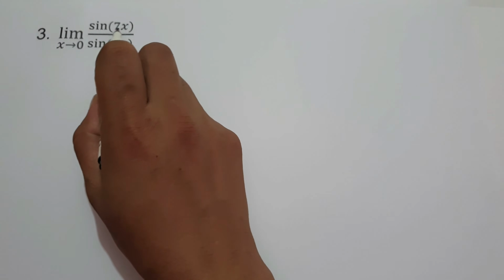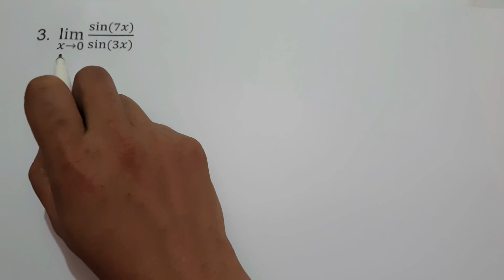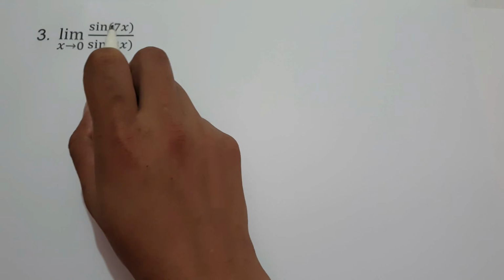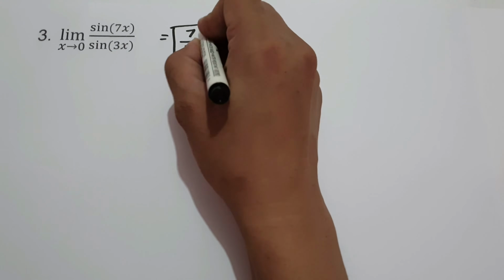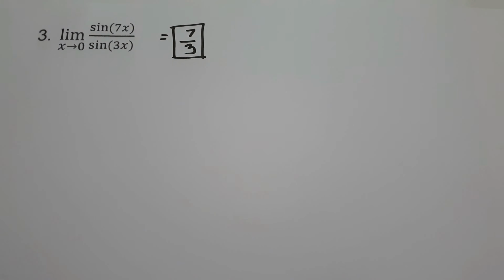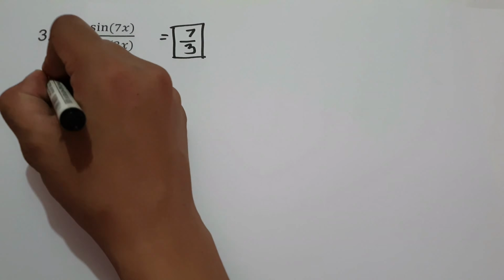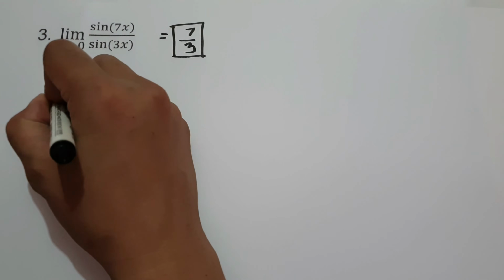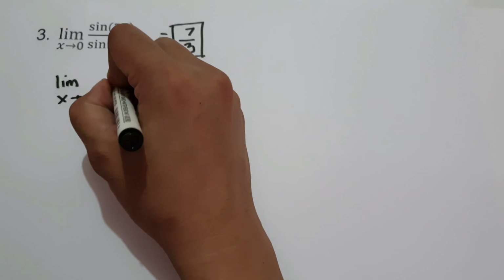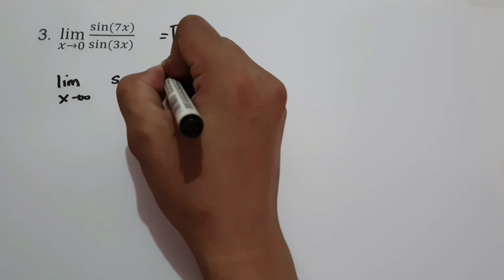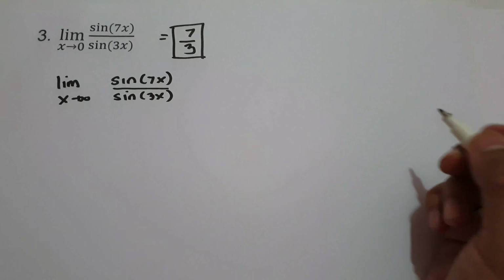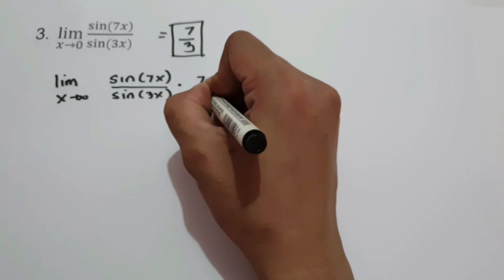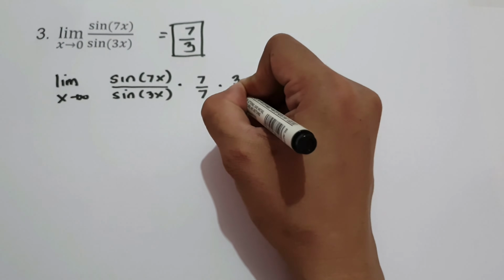What about example number 3? The limit of sine 7x over sine 3x as x approaches 0. If you are going to simplify this one, we are going to have 7 over 3 as our answer. But how can we find the solution of this expression? So let's have the limit as x approaches 0 of sine 7x divided by sine 3x. So let us multiply this by 7 over 7 and 3 over 3.